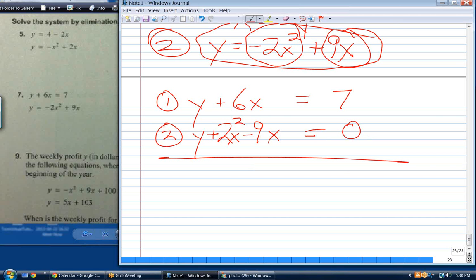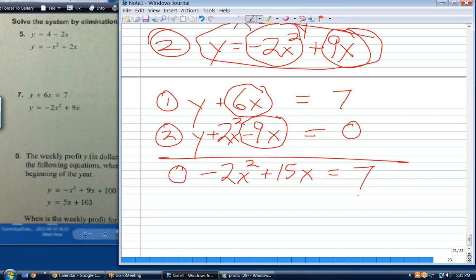Now I can solve it by elimination by subtracting equation number 2 from equation number 1. When I do that, y disappears. It gets eliminated. And I'm left with just an equation in x, which I can then solve. When I subtract equation 2 from equation 1, y minus y is 0. 0 minus 2x squared is minus 2x squared. 6x minus a minus 9x is plus 15x. 7 minus 0 is 7. So now I have another quadratic that I need to solve by getting it all on the same side and factor.